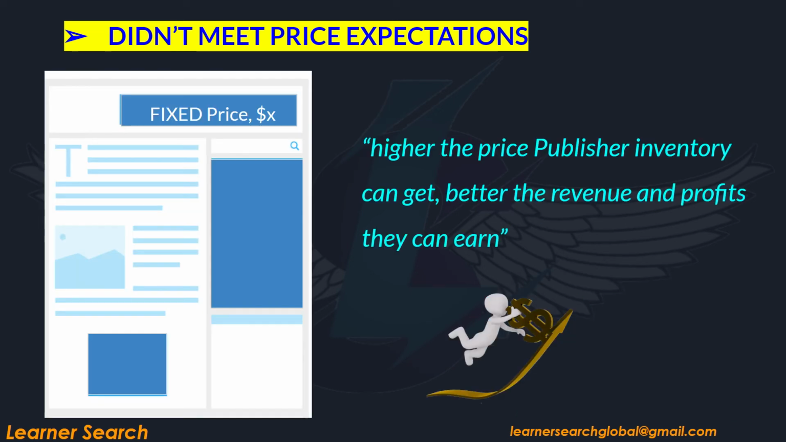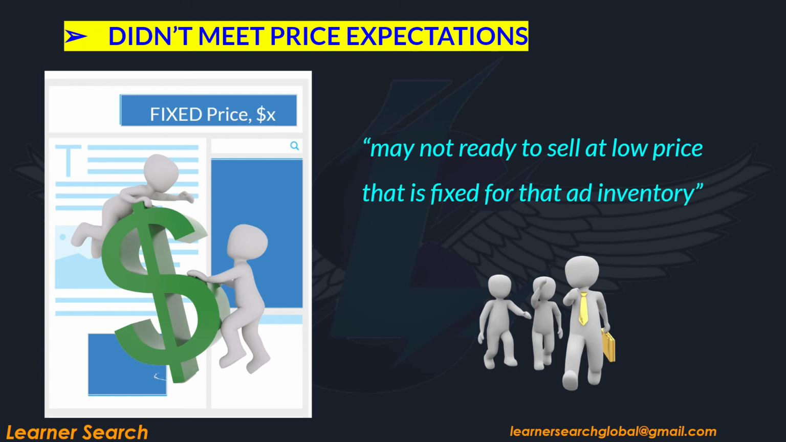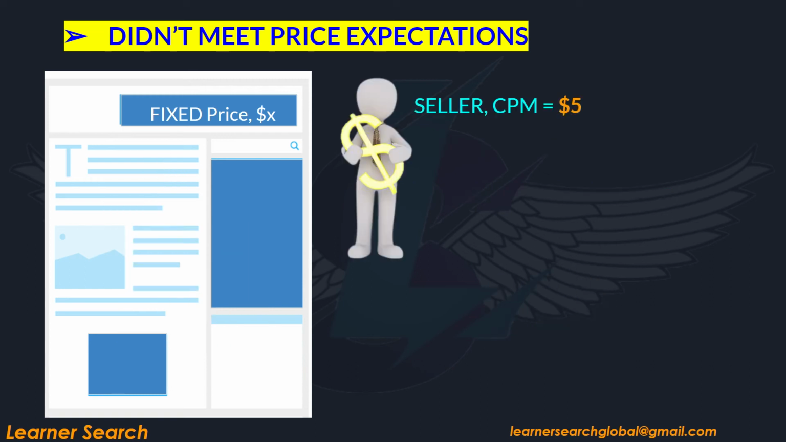Similarly, for a publisher, the higher the price the publisher inventory can get, the better the revenue and profits they can earn. A large publisher having a good team to find advertisers may not be ready to sell at the low price that is fixed for that ad inventory. For example, there is a sports page on your website and you want to sell a leaderboard ad space for a minimum or fixed CPM of $5. Ad space is available to sell only for a price equal to or greater than $5. This is also known as floor price.